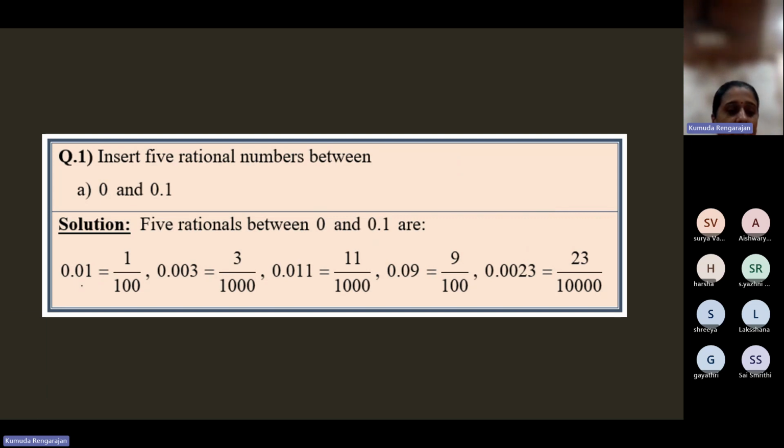So I have taken 0.01. So we are safe, no? We are between that. 0.003, 0.011, 0.09. You can see that 0, that's very important. 0.0023. So after writing the decimal numbers, put them in their p by q form. So what is 0.01? 1 by 100. 0.003, 3 by 1000, right? Because you'll have to insert rational numbers. Don't leave them as decimals like this. Put them in their p by q forms.